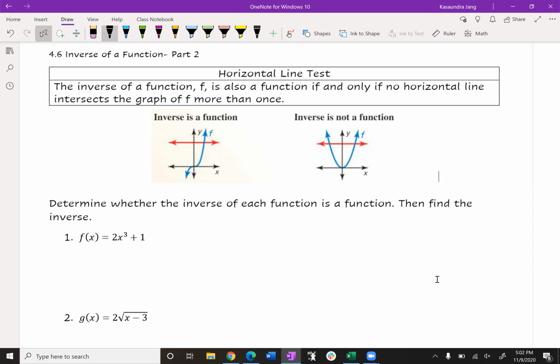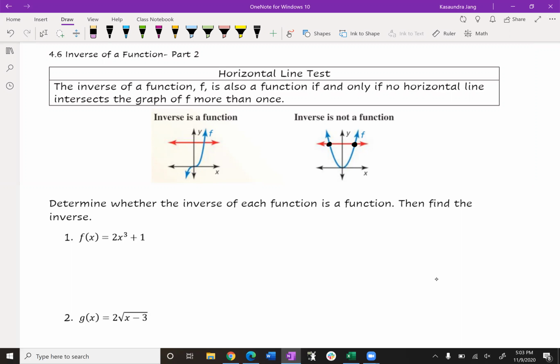So I'm going to look at this first graph here where the horizontal line, the red line here, looks like it hits one time and that's pretty much it. So that is no more than once. This one is a function. This other one, the horizontal line hits more than once, so this one is not a function. Not the original graph, but the inverse either is or is not a function based off of how many points that horizontal line hits. Okay, so let's look at it algebraically.